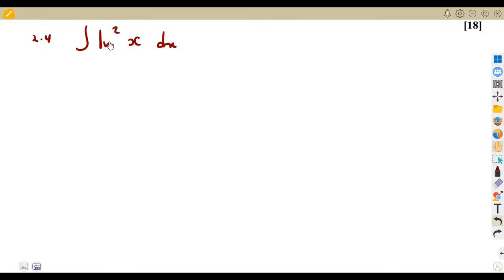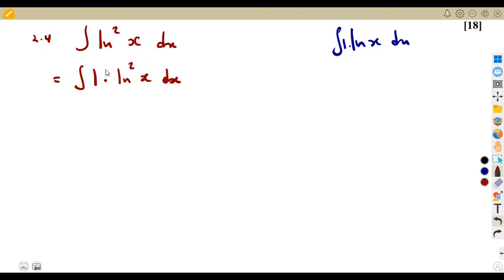Let's think about this. Remember, in our N5, we just had ln x dx. Now they square it. Guys, you see these people. So we introduce a 1, if you still remember. So it is going to be the same thing, the integral of 1 times ln squared x. Why introduce 1? So that we can have a product of 2 terms.